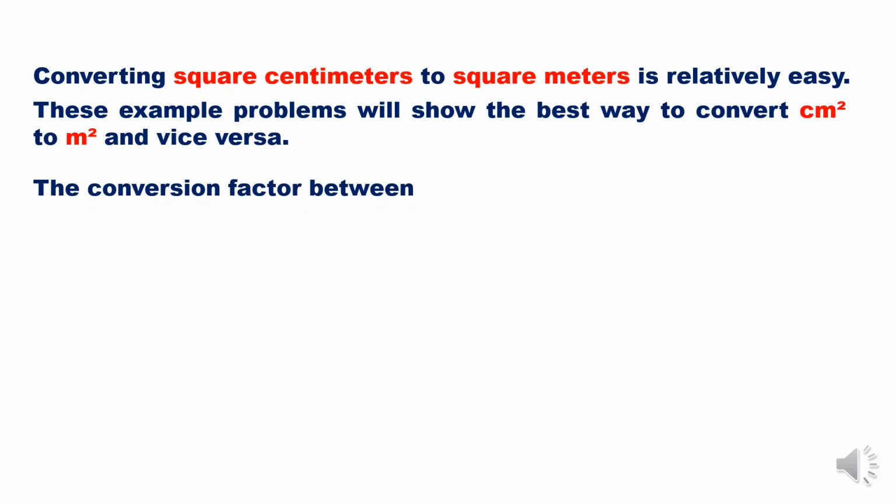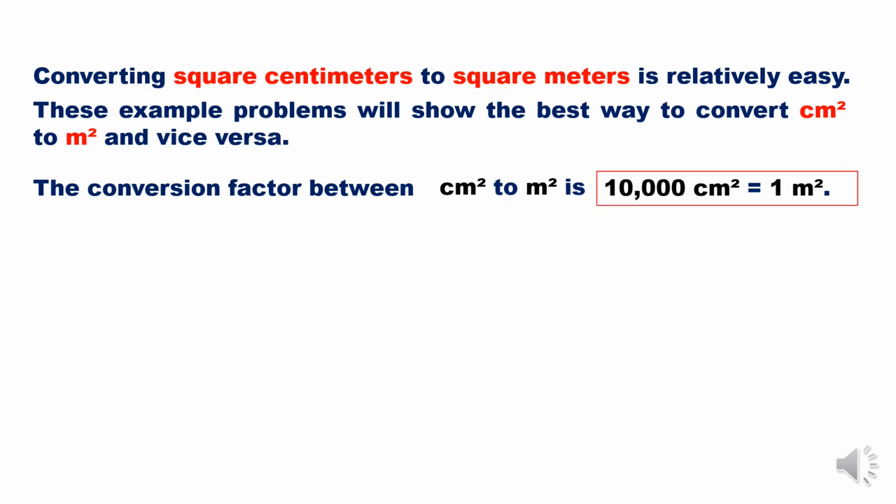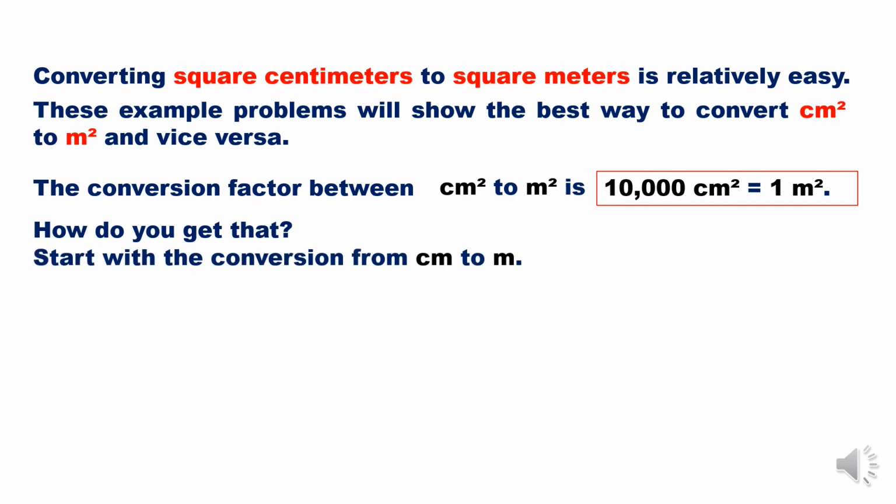The conversion factor between square centimeters and square meters is 10,000 square centimeters equals 1 square meter. How do you get that? Start with the conversion from centimeter to meter. 100 centimeters is equal to 1 meter.